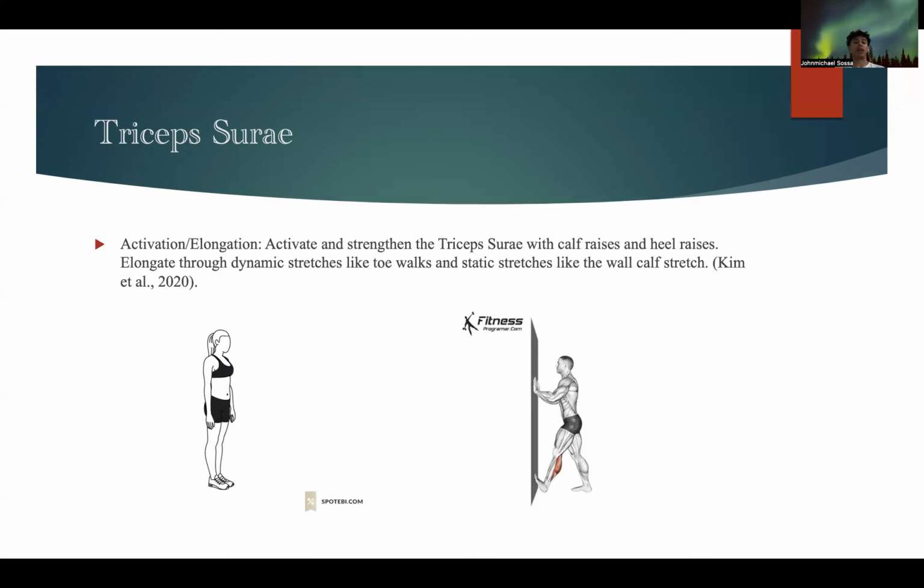And moving on with the next section, activation and elongation. In order to activate and strengthen the triceps surae, you want to perform exercises such as calf raises and heel raises. In order to elongate this muscle group, you will want to perform dynamic stretches like toe walks and static stretches like the wall calf stretch.